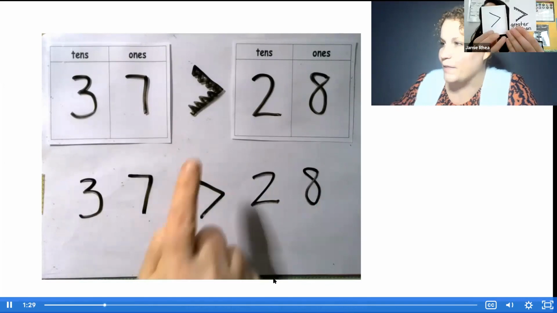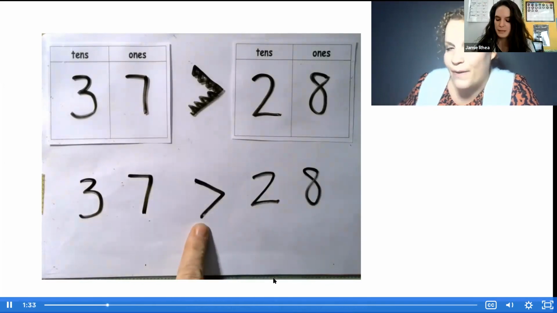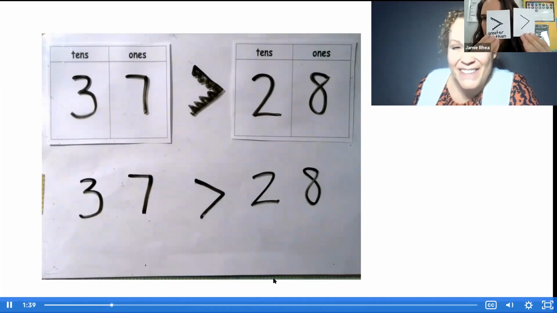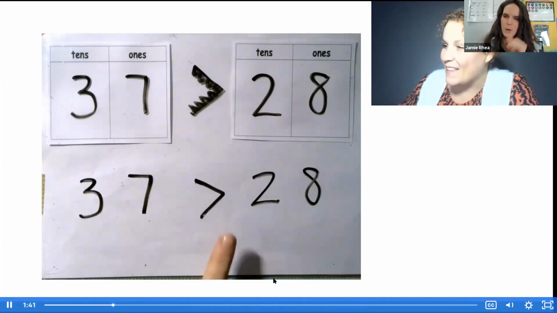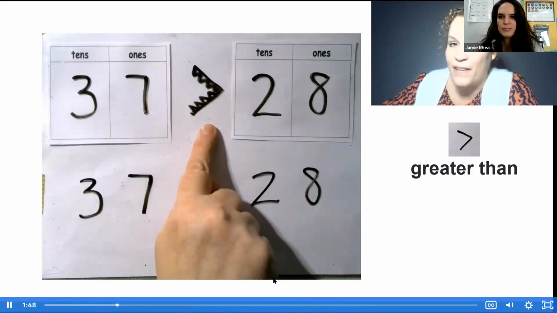Notice they're the same, the alligator mouth and our new math symbol. The only thing I notice is that one has teeth and one doesn't. They look the same, don't they? This symbol is called the greater than sign, and it looks just like our alligator mouth, just without the teeth.